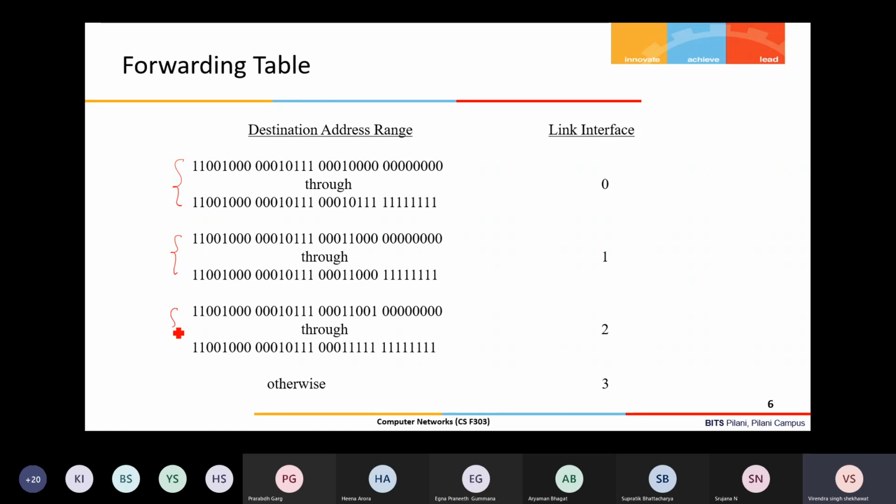The second range, and this is the third range, and any other address which does not lie in these three ranges, then the fourth entry will be used. So that interface is 3. Assuming that a router has 4 interfaces, numbered 0, 1, 2, and 3, this is the table which is available for this router.